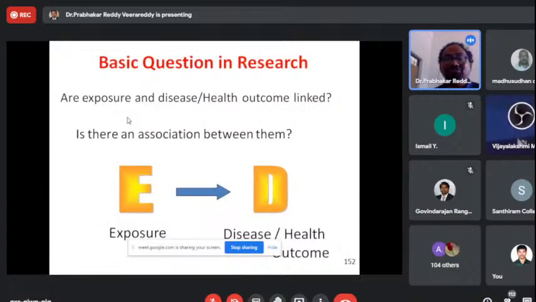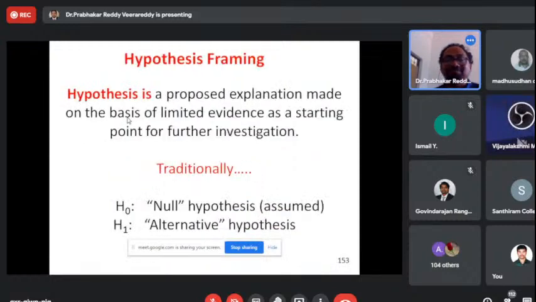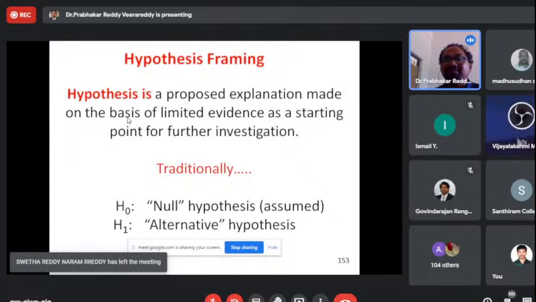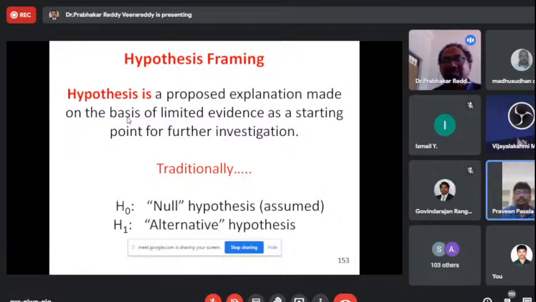So the basic questions to research are exposure or disease and health outcomes. A hypothesis is a proposed explanation made on the basis of limited evidence as a starting point for further investigation. You can use the null hypothesis for that.